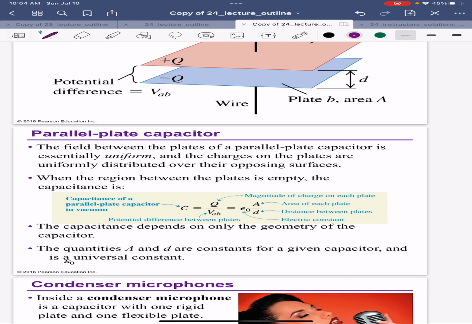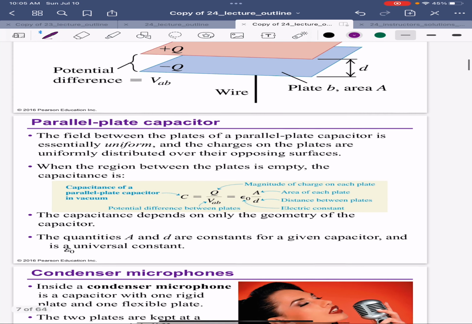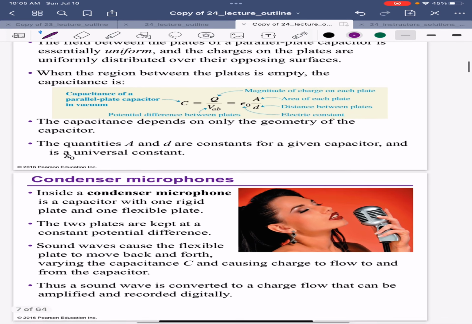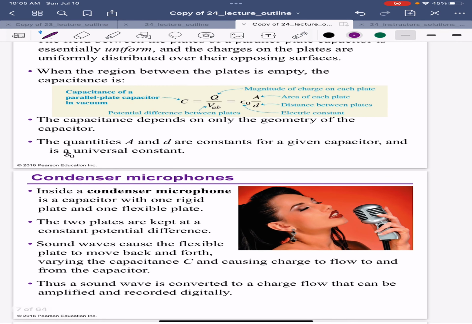Then it depends on the geometry of the capacitor. A is the area of each plate, and D is the separation between the two. The capacitance depends only on the geometry of the capacitor. It has nothing to do with other factors. A and D, the area and the distance, are constants for a given capacitor. And of course, epsilon 0 is the same constant that we always use, the electric constant.